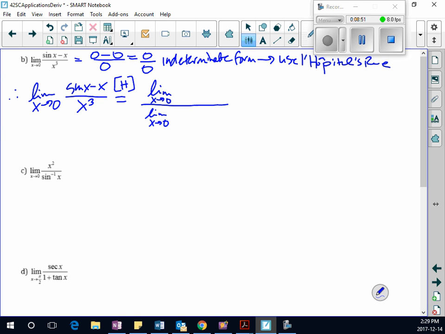Okay, so what is the derivative of sine x? Cos x. And what's the derivative of minus x? Minus 1. And what's the derivative of x cubed? 3x squared. So what do we get now? Still 0 over 0. So apply again. You can do this as many times as you want until it works.